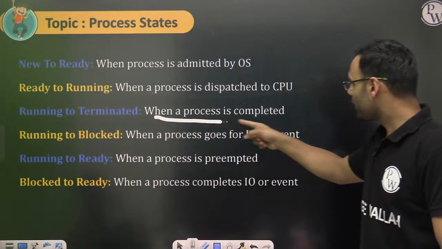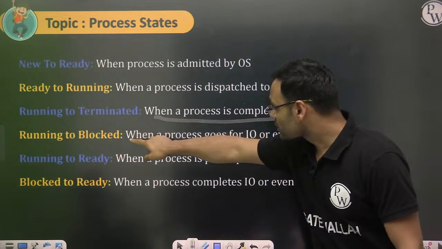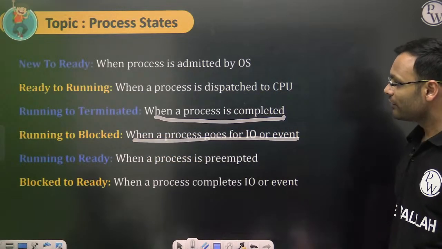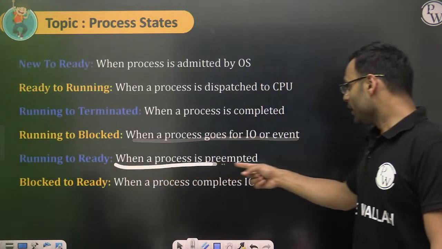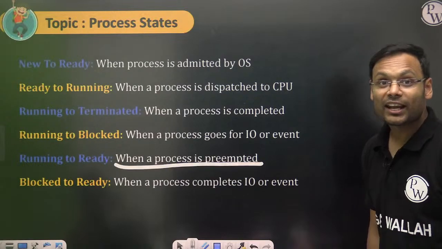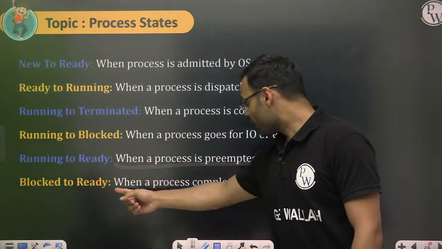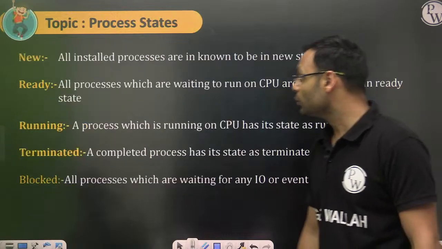Running to terminated, when a process is completed. When a process is going for IO or event, it takes the transition running to blocked. Running to ready, when a process is preempted, forcefully taken out of the CPU. When a process completes IO or event, it will go from blocked to ready.